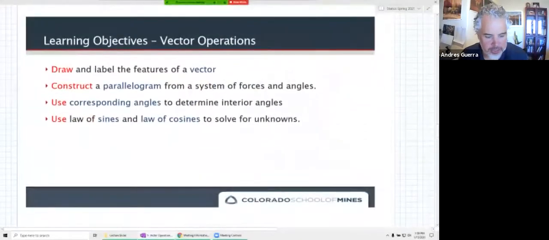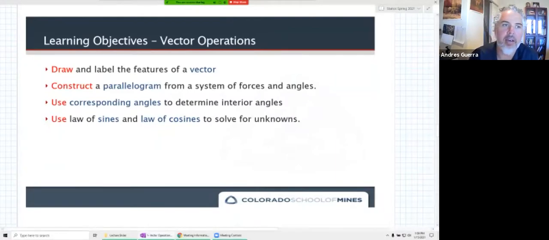Our learning objectives, and there is this learning objective document that's posted up on Canvas. And these are really important. They tell us what we're responsible for knowing and also give us a guide of what we need to be able to do by the end of today's lecture.